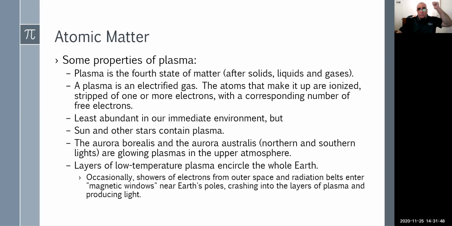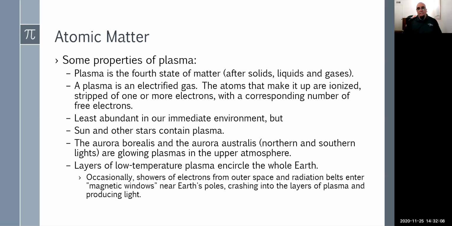I have plasma going on behind me, right? That's what makes up most of our lighting nowadays. The atoms inside that gas are ionized, stripped of one or more electrons, right? And suddenly it lights up. The sun and stars have lots of plasma. That's what allows them to generate light.